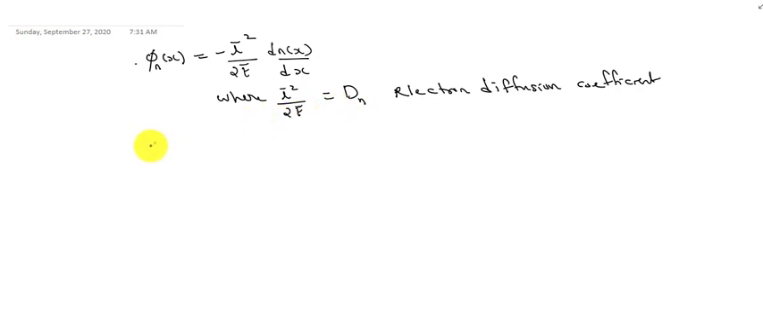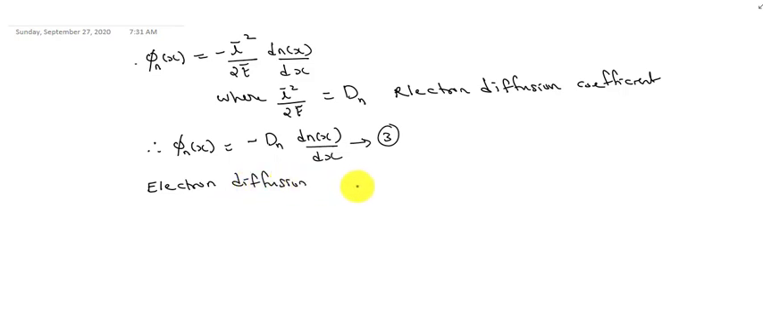So therefore electron flux density phi n of x will become minus Dn into dn of x by dx. This can be equation 3. So we obtained the value of electron flux density, so we can find the value for the net flow of electrons, that is, electron flux densities we have got, and so we can define the electron diffusion current density.